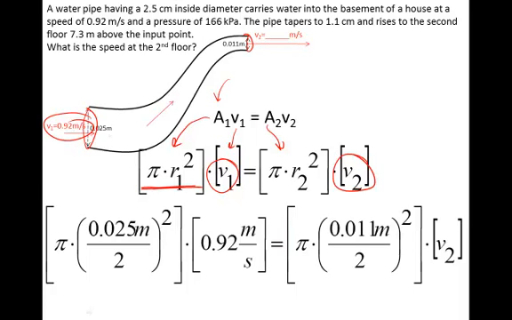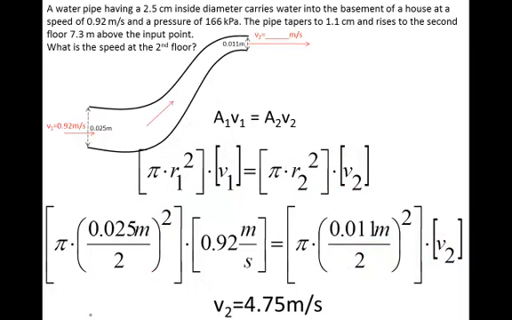They give us the diameter as being 0.025 meters, so to get the radius, we divide that by 2 and square it. Multiply that times V1, and on the right-hand side of the equation, we've got pi times, once again, the diameter divided by 2 to get the radius, and our unknown is V2. So in solving that problem, we get a velocity of 4.75 meters per second.